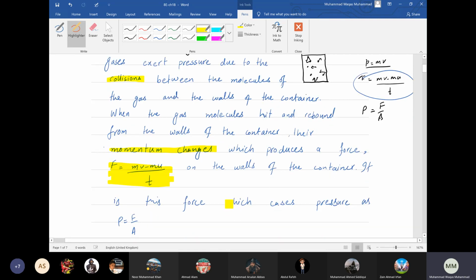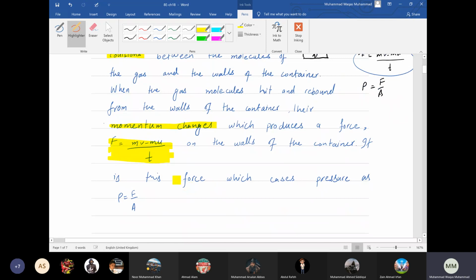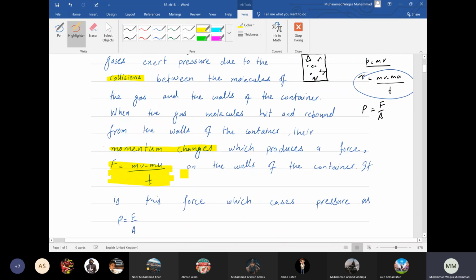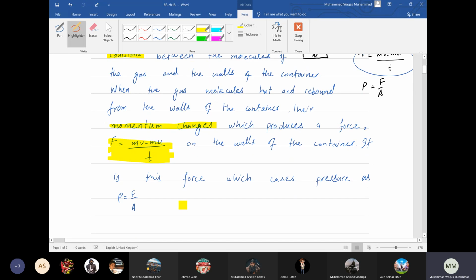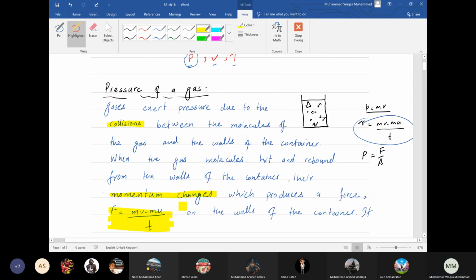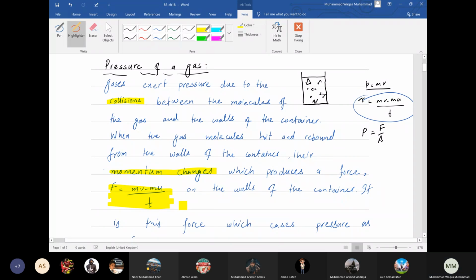So this exerts a force, and pressure is force per unit area. When force acts on a surface area, force per unit area is the pressure. So that's how gases exert pressure. Is that clear to everyone? Yes, sir.